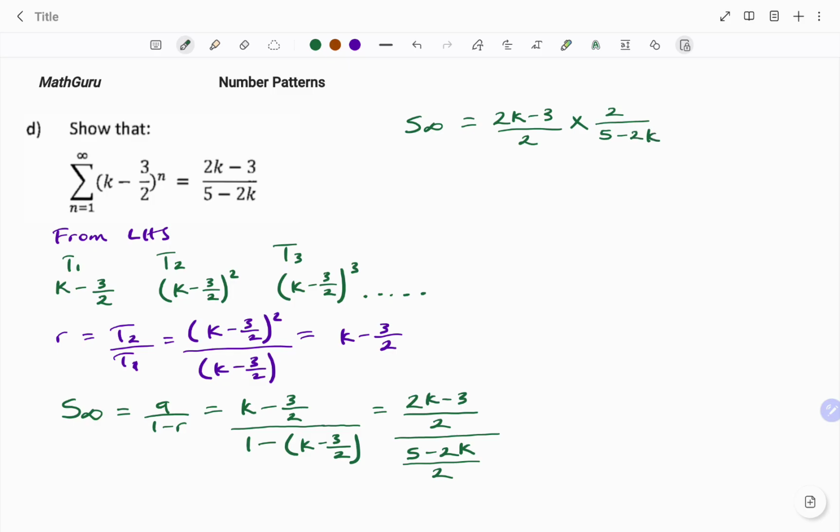Here I have 2 in 2 common factors, so therefore that is equal to (2k - 3) times 1 divided by (5 - 2k) times 1, and you can see that that is equal to my right hand side. So I've been able to show that the sigma notation on the left is equal to my right hand side.